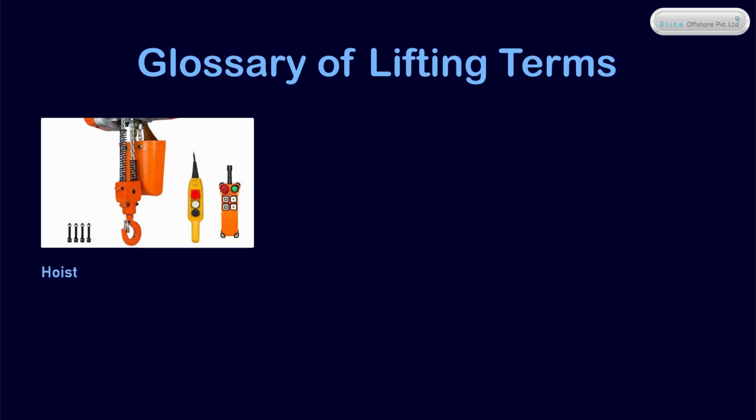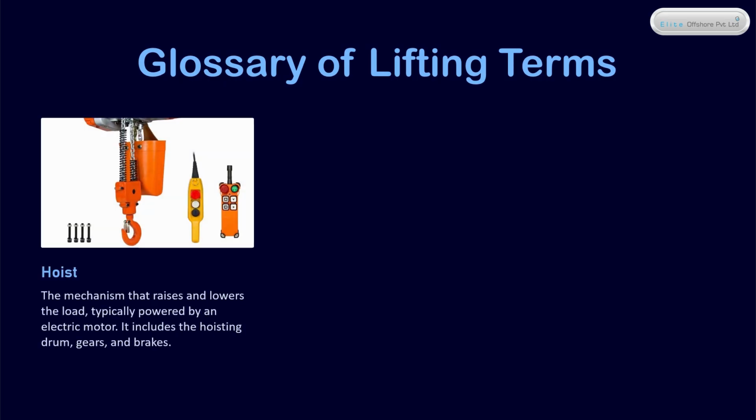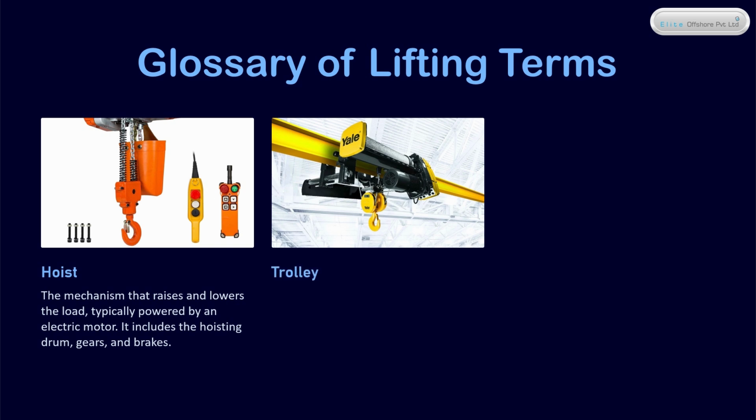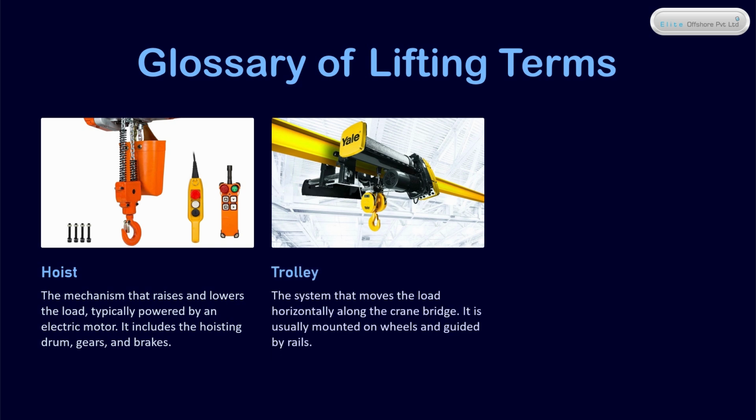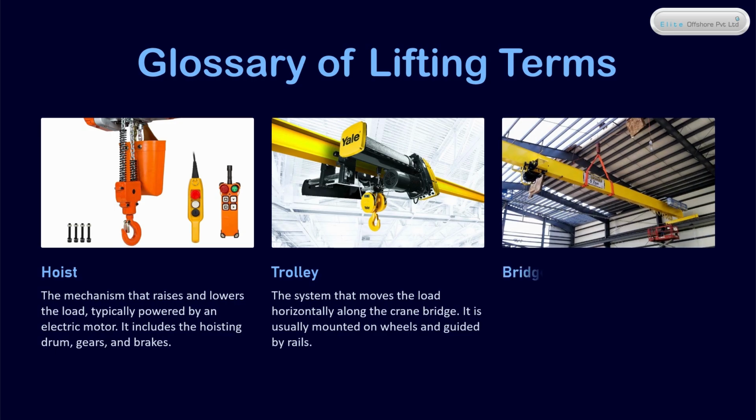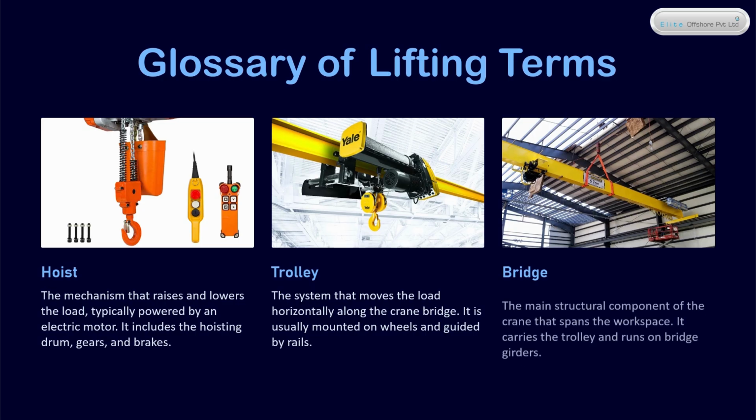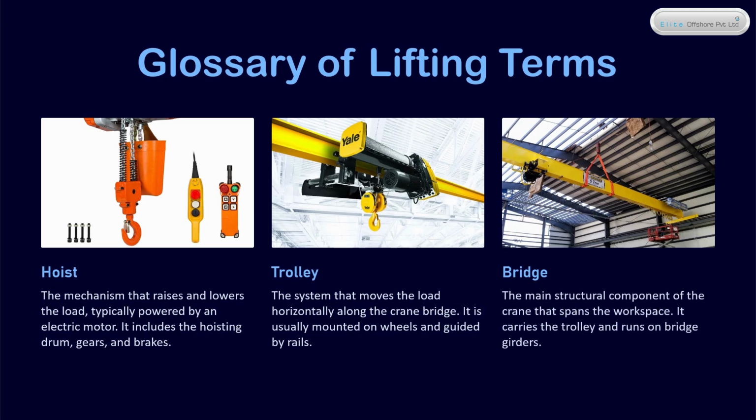Glossary of lifting terms. Hoist. The mechanism that raises and lowers the load, typically powered by an electric motor. It includes the hoisting drum, gears, and brakes. Trolley. The system that moves the load horizontally along the crane bridge. It is usually mounted on wheels and guided by rails. Bridge. The main structural component of the crane that spans the workspace. It carries the trolley and runs on bridge girders.